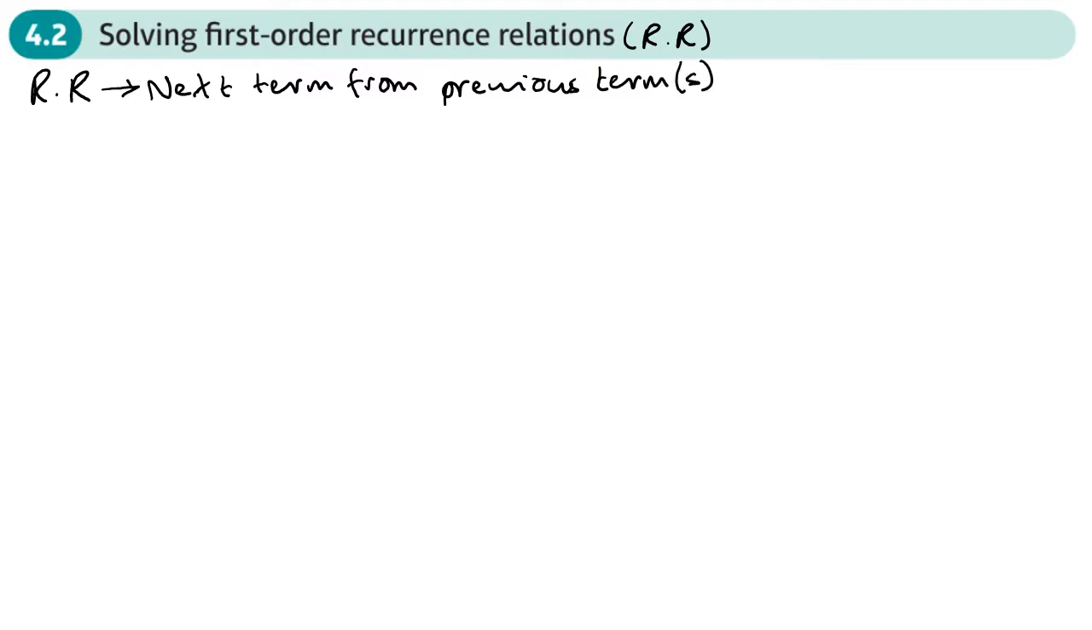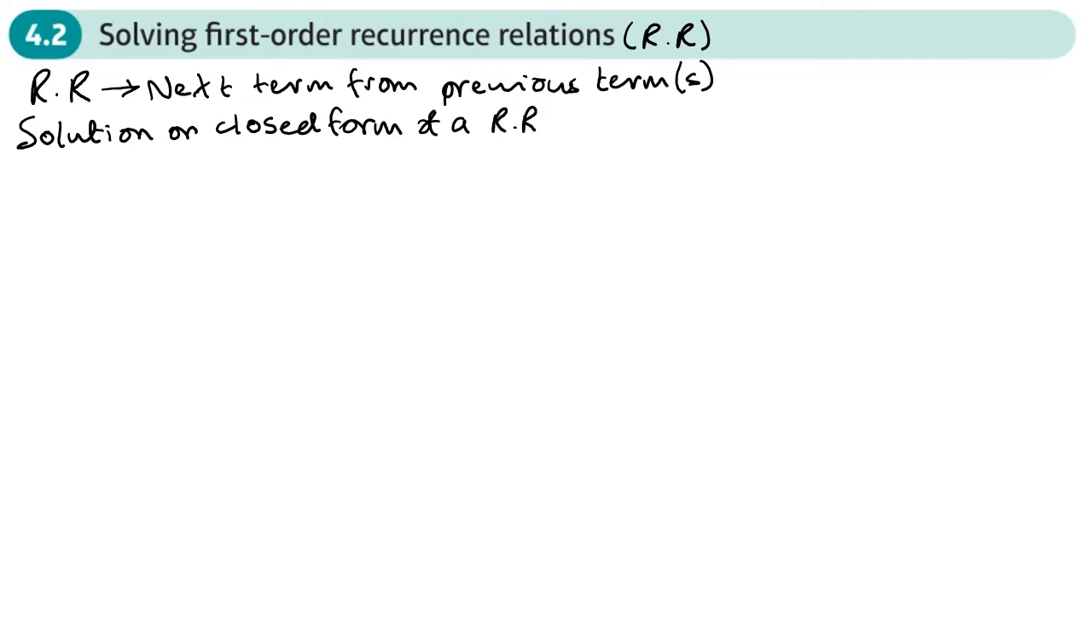Now, that's not always useful. We often want to find a particular term in a recurrence relation, a bit like the nth term rule. We call this the solution or the closed form of a recurrence relation.